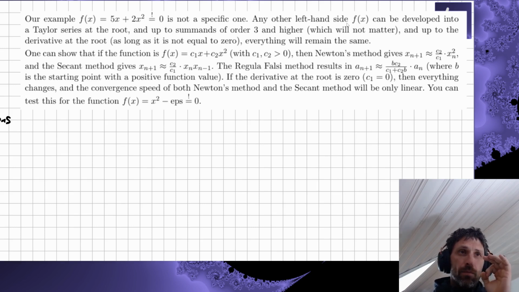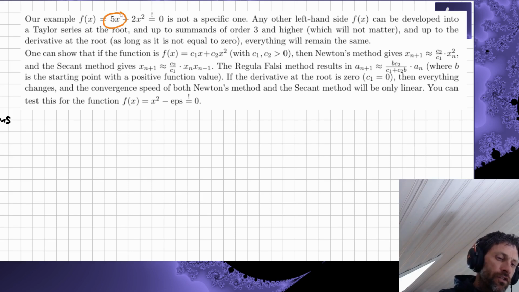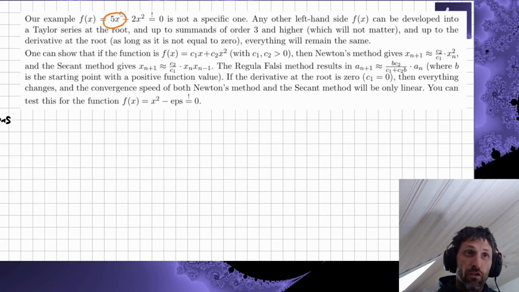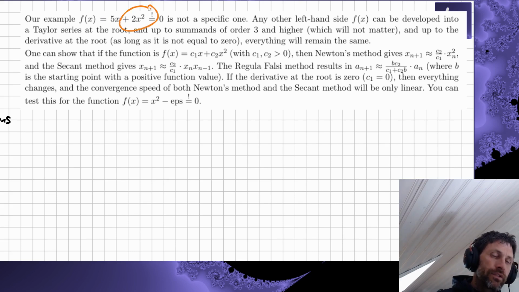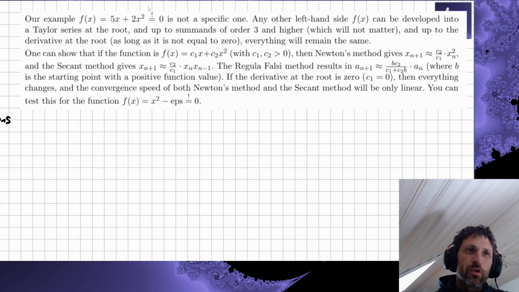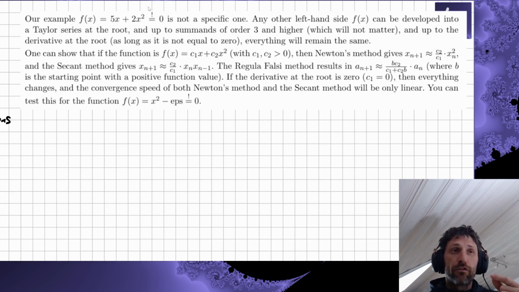So our example, maybe you say, okay, what is that example? 5 times x plus 2 times x squared. What is that function? It is some function where the first derivative at the root is non-zero, a positive number, and the second derivative as well is non-zero. And this is the normal situation, where the speed of convergence is like our analysis told us in advance. And if one of the derivatives is 0, then everything changes.